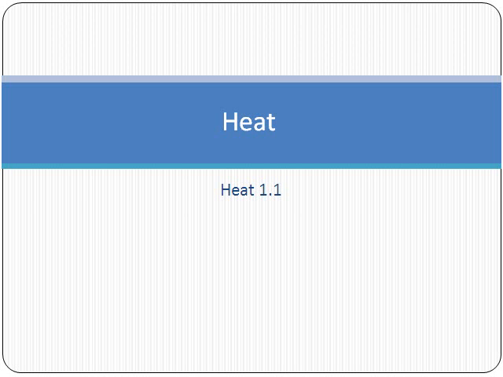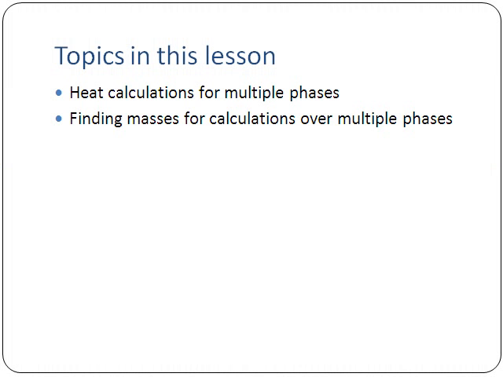Our next unit is Heat 1.1. In this unit, we're going to look at two things. We're going to look at heat calculations for multiple phases. That is, looking at what happens whenever we heat something up, not just as a solid, or not just as a liquid, or not just changing phase from solid to liquid, but rather if we were to heat something from a solid to melt it then into a liquid.